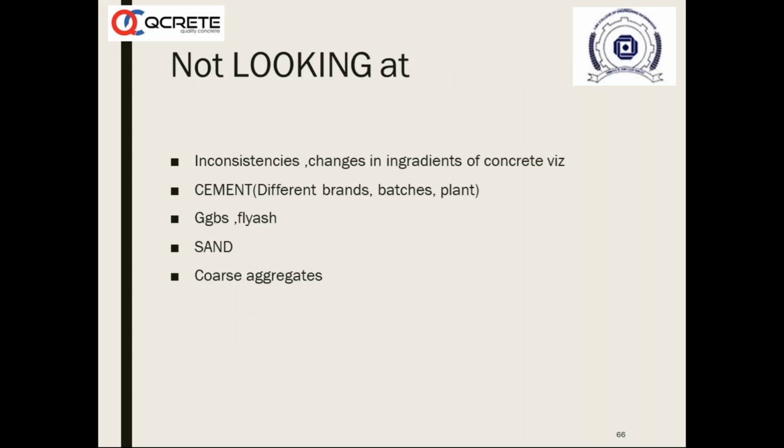We need to take care of inconsistencies. We need to check the ingredients: cement, GGBS, fly ash, sand, coarse aggregate, all have to be checked regularly. Otherwise, if we assume that the concrete is good, it will not be good. That is the job of the Readymix company. And as a concrete receiver at the site, we need to check whether the cement brand is the same, and whether there is a change in properties of aggregate.